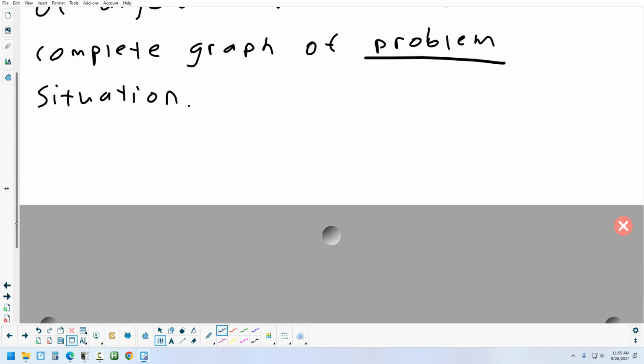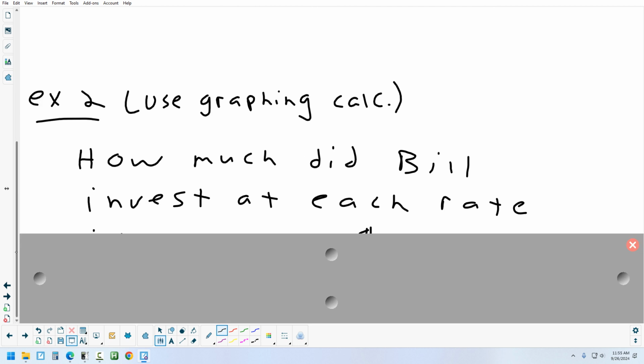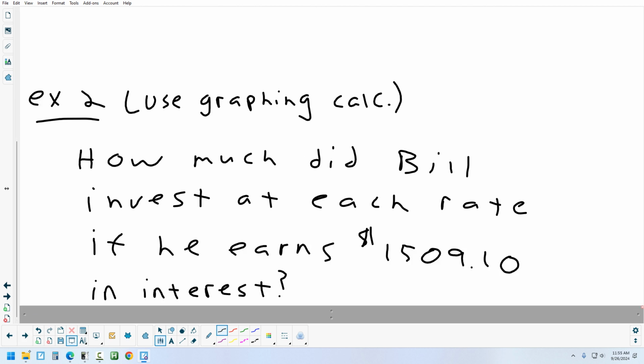Okay, I did that. All right, so now it basically wants to know, how did Bill split up his money? This is how much interest he earned: $1,509.10. In order to earn that amount of interest, he would have had to put some of his money in the first account and some in the second. I want to know exactly how much.